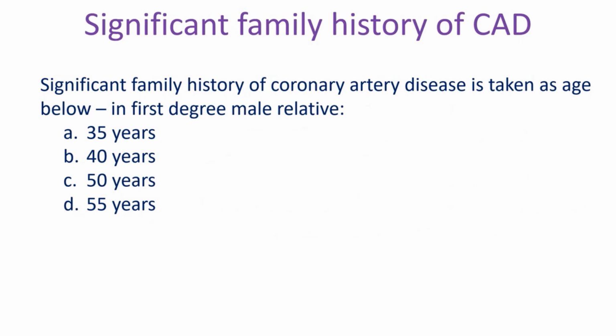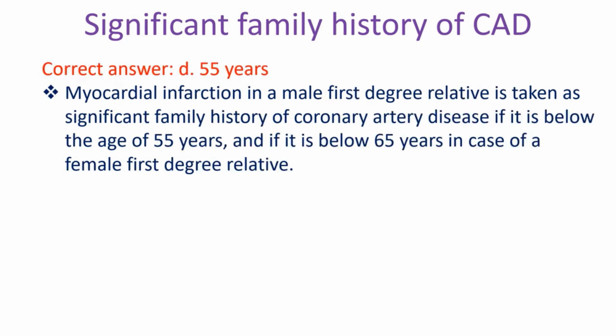Significant family history of coronary artery disease is taken as age below dash in first degree male relative. A. 35 years, B. 40 years, C. 50 years, D. 55 years. Correct answer D, 55 years.